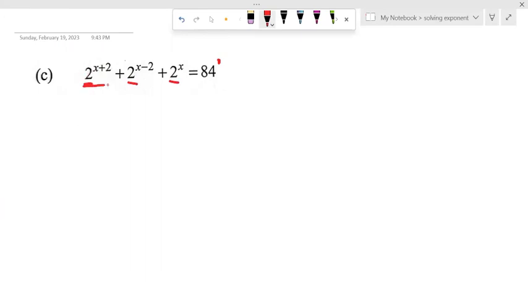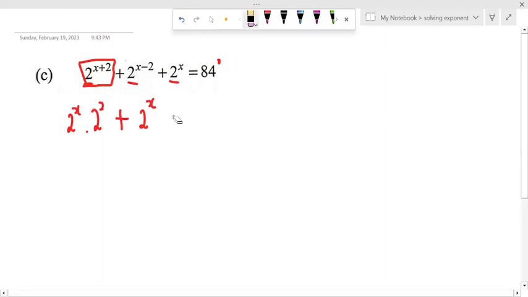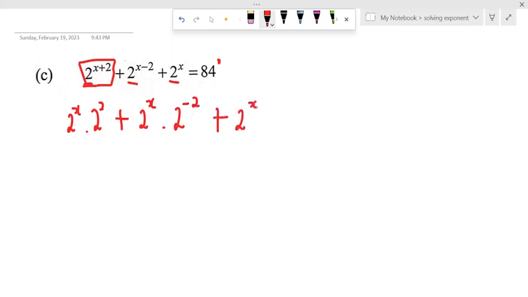Now, if the base is a prime, the next thing that we can then do is to say, let's break this. Let's split it. So if we split this, this is going to be written as 2 to the power of x multiplied by 2 to the power of 2, plus 2 to the power of x, plus, multiplied by 2 to the power, plus 2 to the power of x, and then this one we don't change it, so it remains as 84.